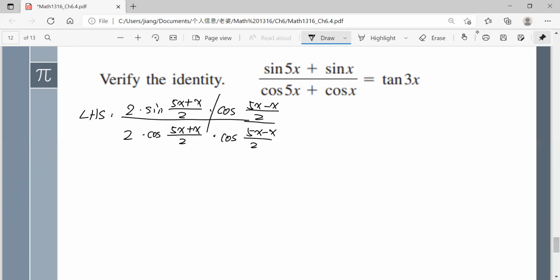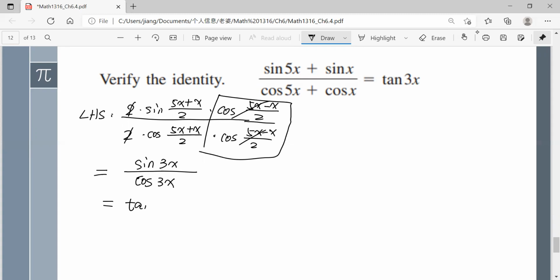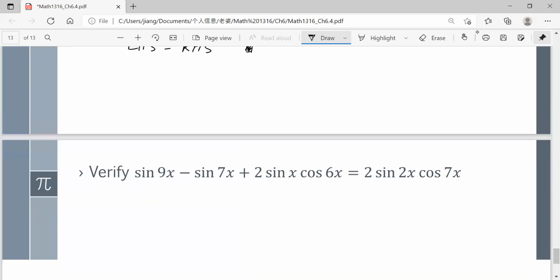These two terms are exactly the same, so I can cancel them out, and the 2 cancels out. So the top is sine of 5x plus x, which is 6x, over 2 is 3x. So sine 3x over cosine 3x is tangent 3x. So the left-hand side equals the right-hand side. We proved the identity.